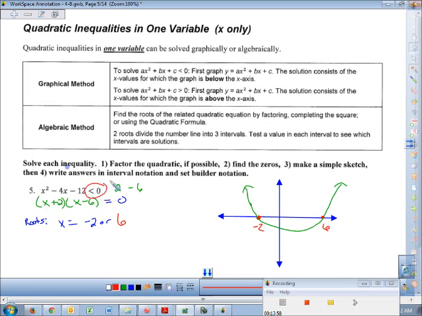Then they say, when is this thing less than 0? We got to go back and use our inequality symbol now. Well, check it out. When it's less than 0, it means where is it below the x-axis? Is all of that stuff less than 0? Because it's below the x-axis, correct? So they say, please write the answers in interval notation and in set builder notation.